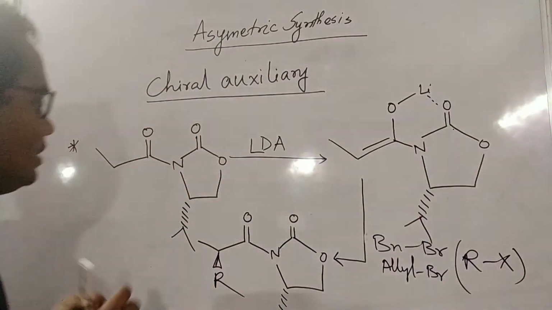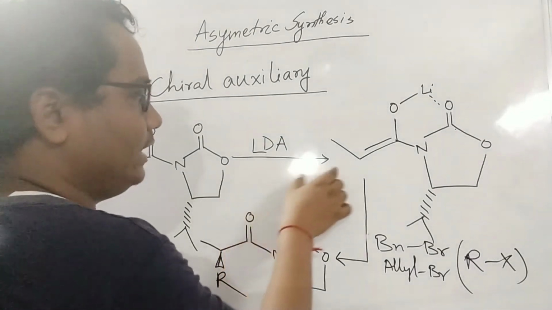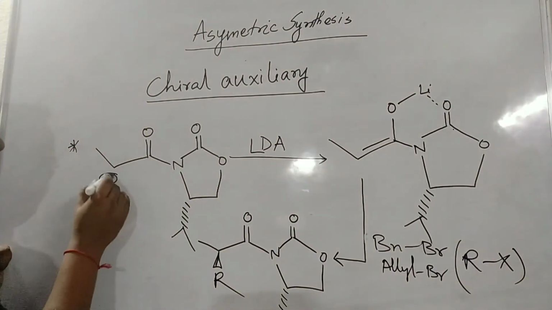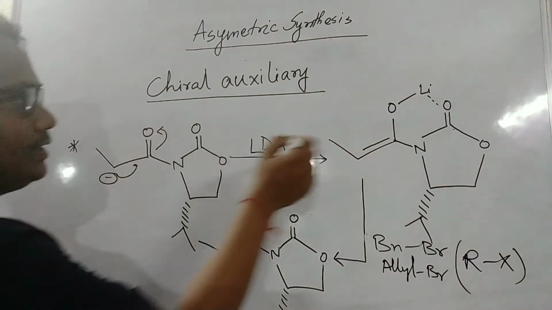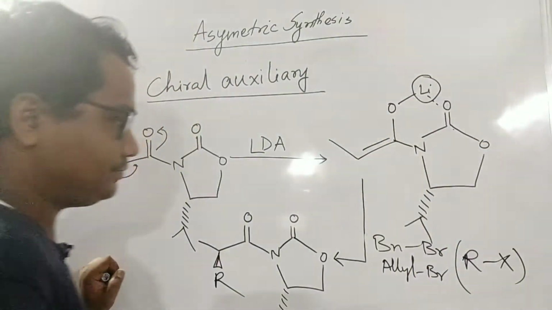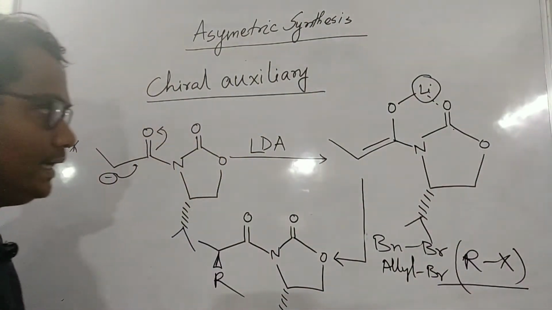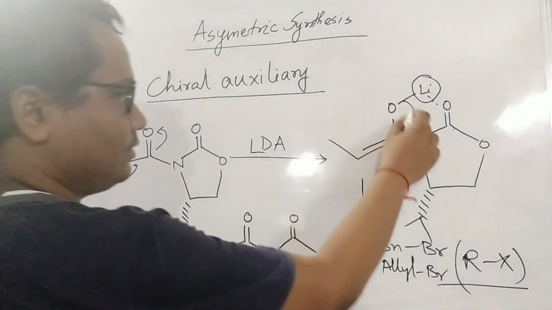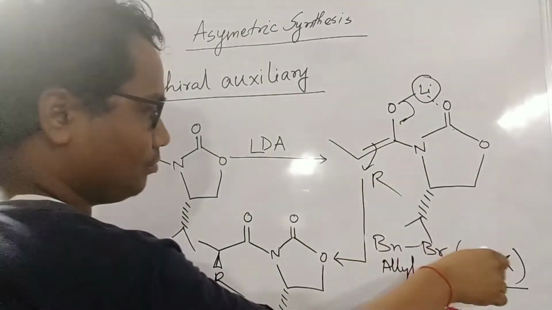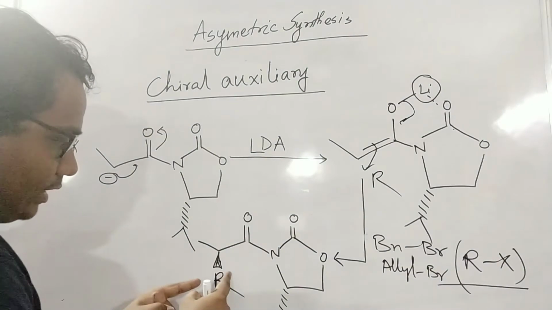Here you see that we have already prepared this. I use LDA. The LDA will take the proton as a base from here, and it will participate as resonance. So the lithium ion and chelate are both there. Then any type of alkyl halide you can use. That alkyl halide will attach there, because it will take any R group, and that will be up. So see why it will come up.